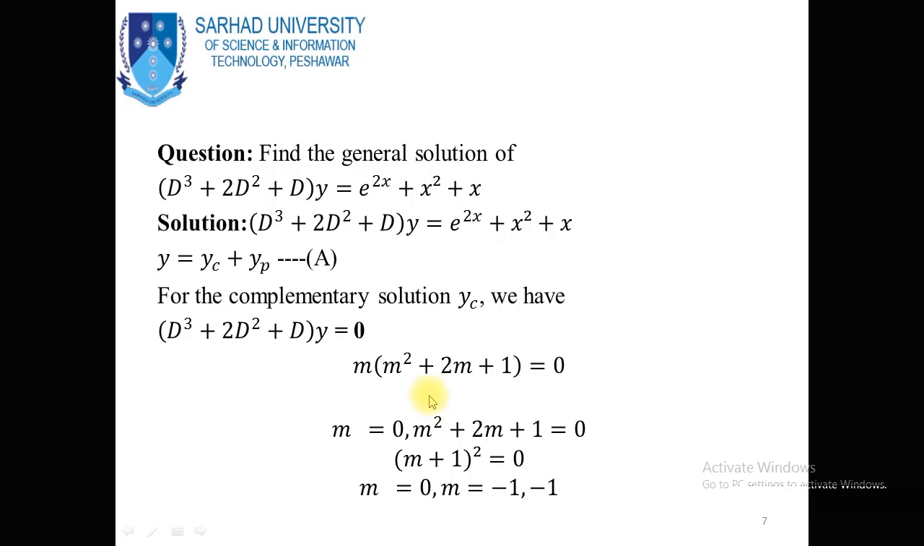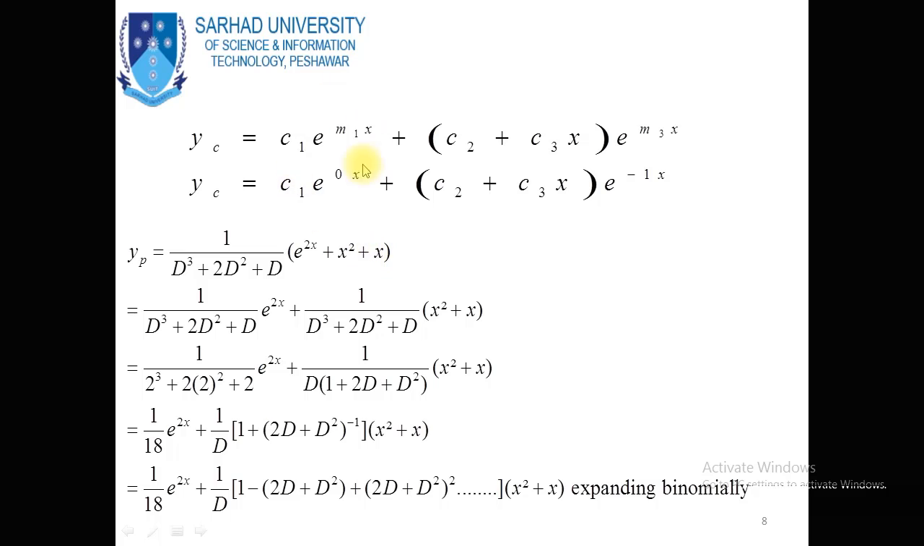So for the complementary solution, there will be two cases. Case number 1 when roots are real and different, and case number 2 when roots are real and repeated. You see over here, this is the real and unequal situation, c1 e power m1x, and this is the real and repeated case, c2 plus c3x into e power m3x. Actually m2 and m3 are equal, so we consider just suppose this is m3. Now the repeated root is minus 1, so the complementary solution is equal to c1 e power 0x plus c2 plus c3x into e power minus x, as minus 1 is the repeated root.